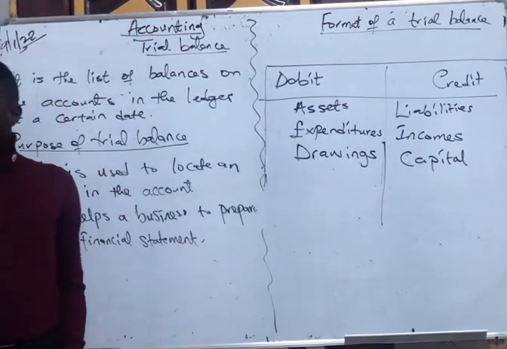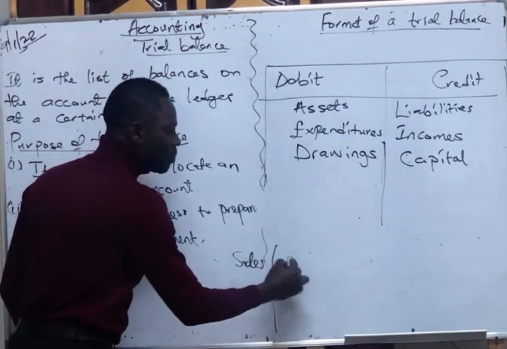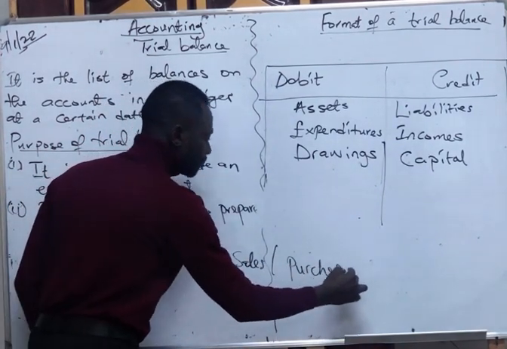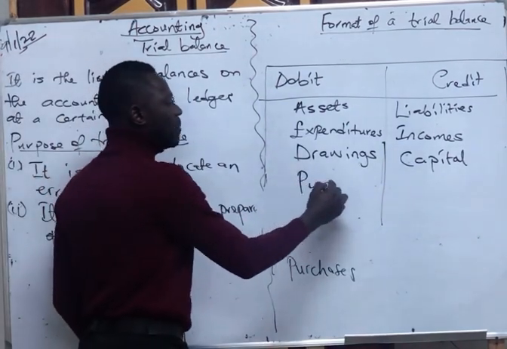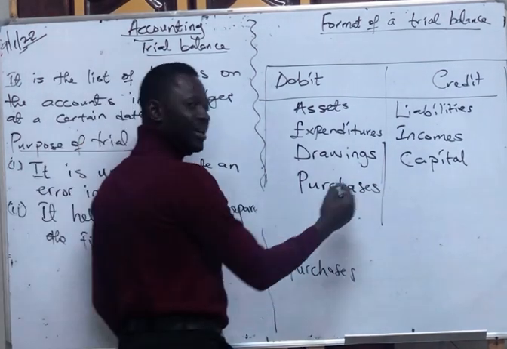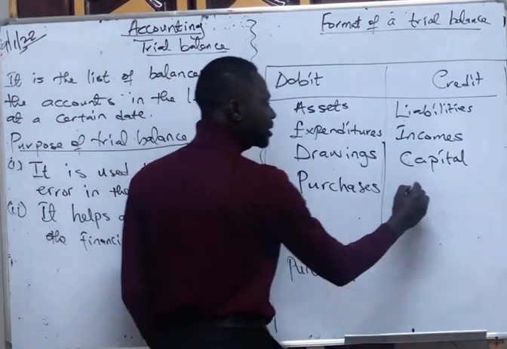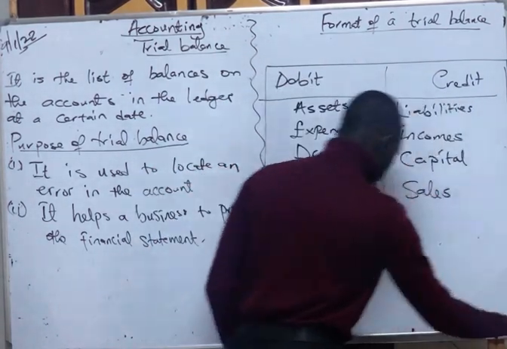So we have sales. You know there's sales and there's what? Purchases. Yes or no? Yes. So purchases will be on the debit side of your trial balance. So what will be credit? Sales. Are you getting it, please? Yes. So sales will be where? On the credit side of your trial balance.